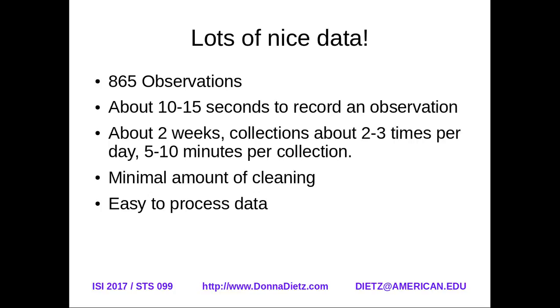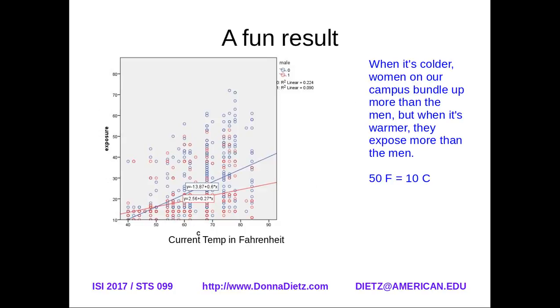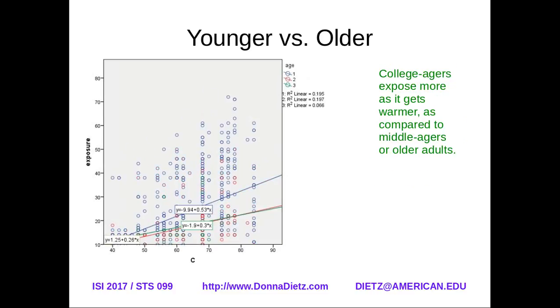I got tons of nice graphs and charts. This is the most fun result. When it's colder, the women on our campus bundle up more than the men, but when it's warm, that reverses. And this reversal happens at about 10 degrees centigrade. And this is pretty cool too. As you might expect, the college-age bunch exposed more and faster than the middle-aged or older people. The middle-aged and older people were indistinguishable statistically.